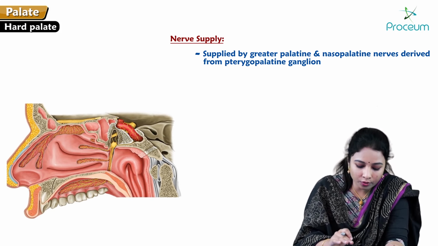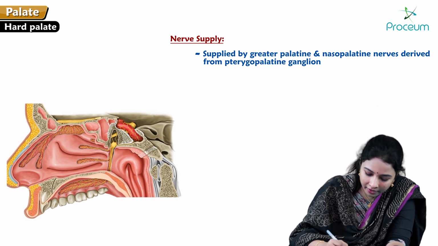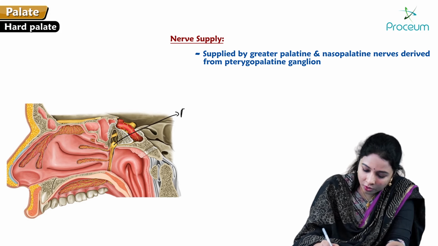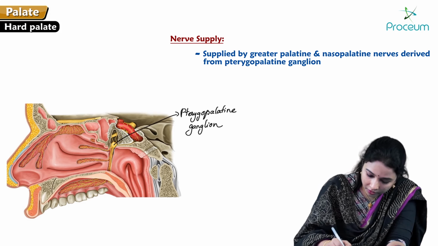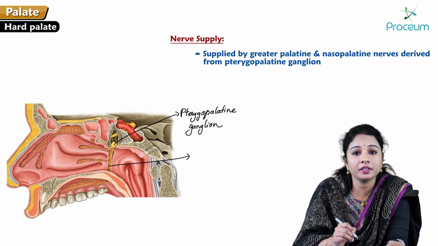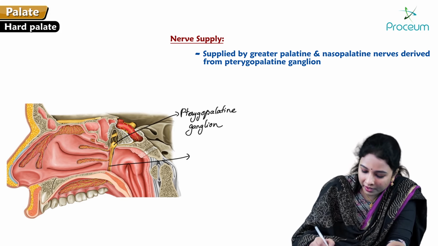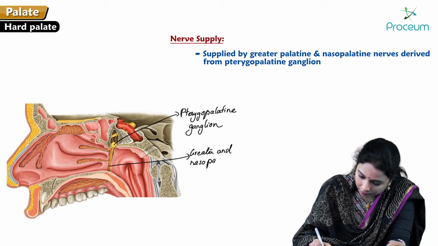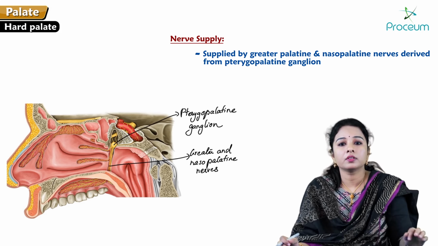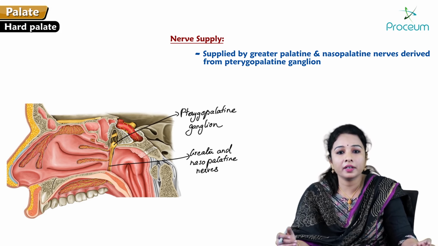So, here is the lateral view of nasal cavity along with the palate. So, we can see here this is the pterygopalatine ganglion. So, the descending branches are the greater palatine nerves and also nasopalatine nerves. So, these nerves are derived from the pterygopalatine ganglion.